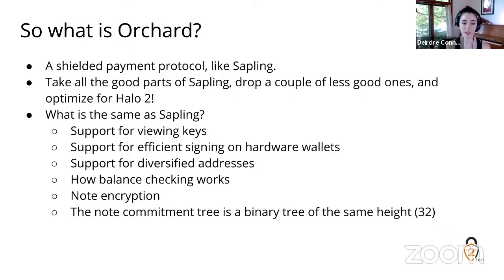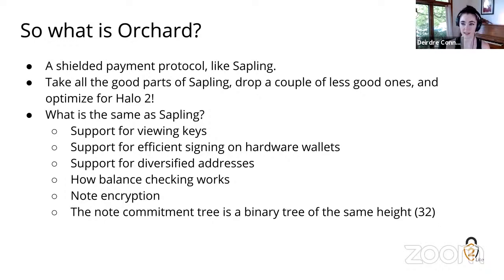So what's the same? Still support viewing keys: outgoing, incoming, full viewing keys. Still support efficient signing on hardware wallets. Instead of using the RedJubjub signature for spend auth and binding signatures, it's RedPallas. It's still the RedDSA construction that allows for re-randomizable keys, but instead of Jubjub, which was a cofactor curve, we use Pallas, which is a prime order curve.